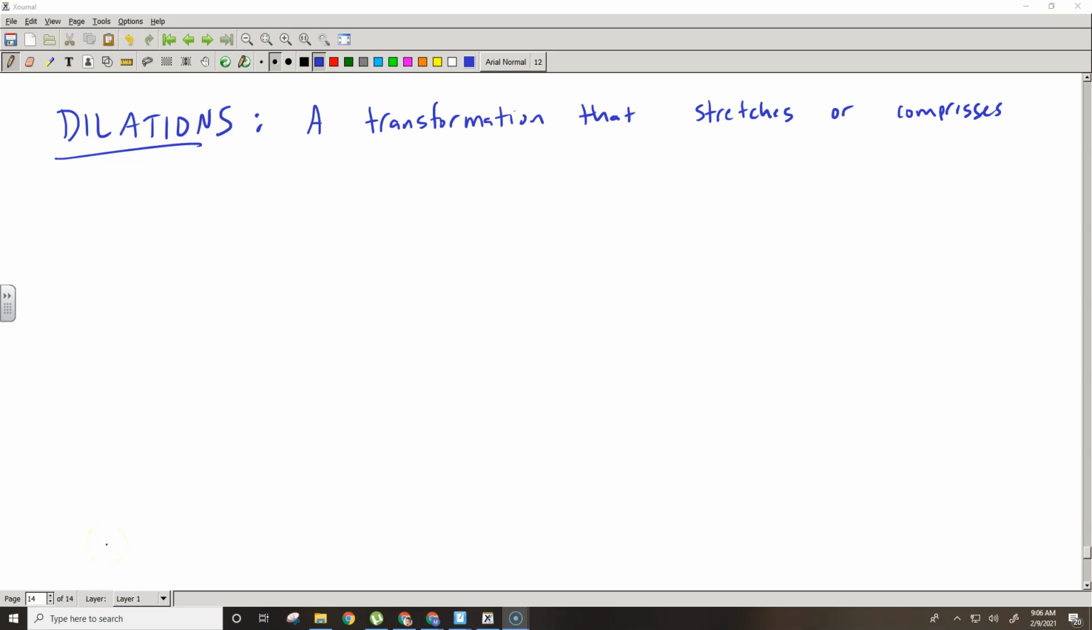All right, so the next thing we're going to talk about are dilations. So I want you to write this in your notes. Dilations are a transformation that either stretches or compresses. And we're going to make another chart in our notes. In one column, we're going to say what the dilation is. And in the other column, we're going to write the change to the parent graph.